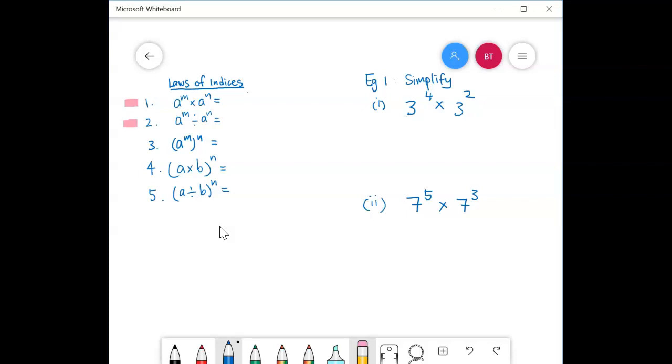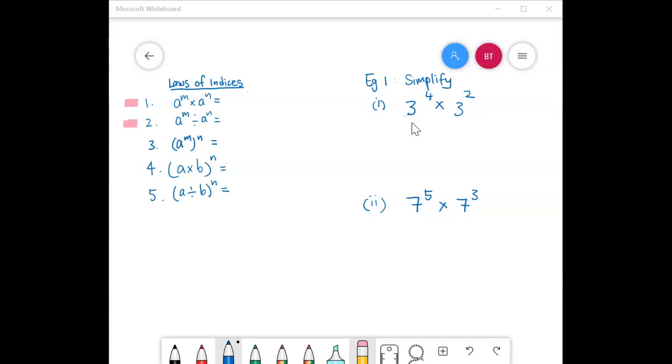You will find some similarity between these two laws as they differ only by the operation between them. Both laws involve the multiplication or division of two numbers of the same base A with equal or different powers. In example 1 part 1, we shall take A to be 3, M to be 4, and N to be 2.